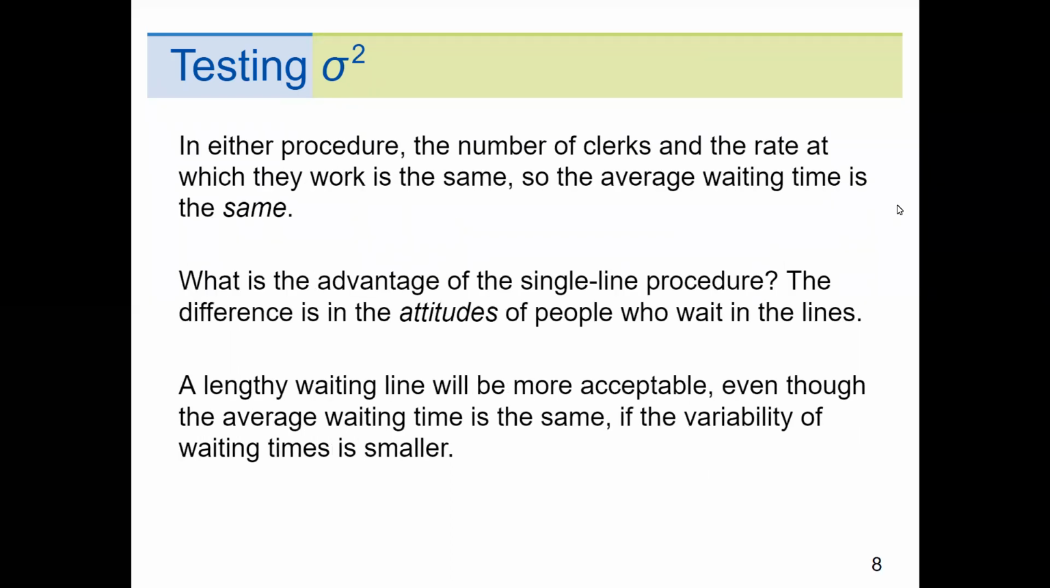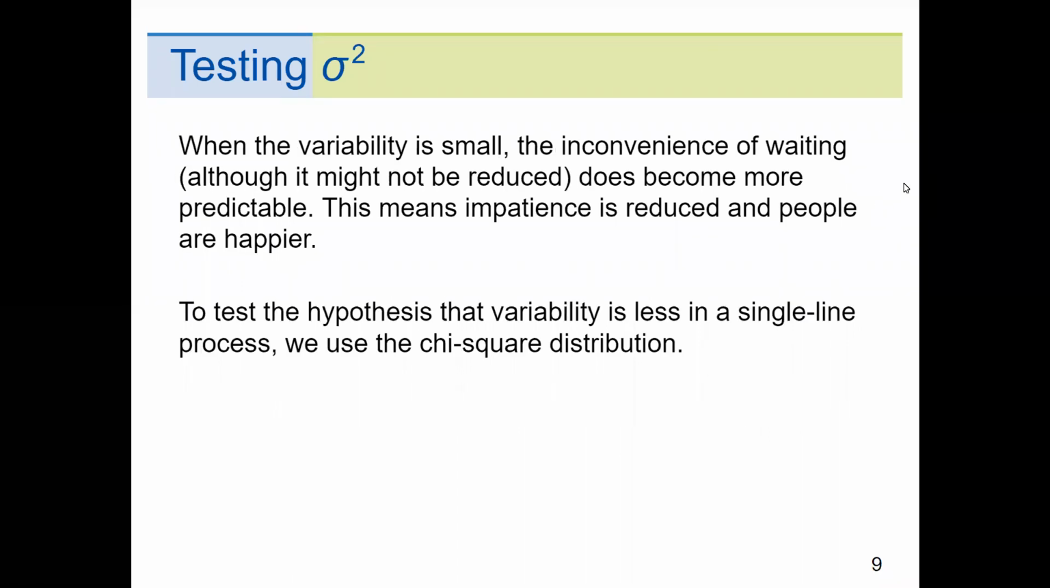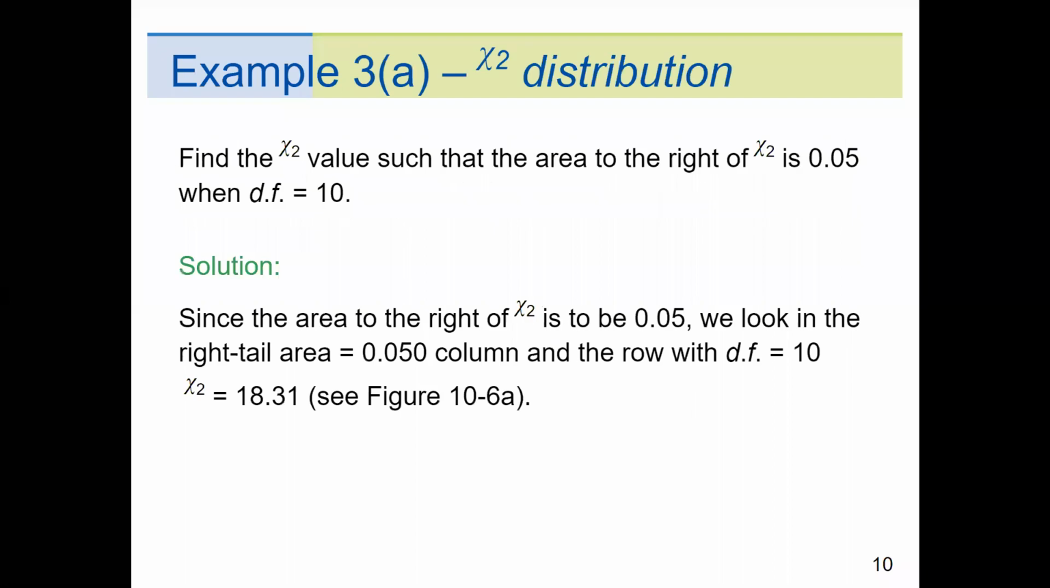In either procedure, the number of clerks and the rate at which they work is the same, so the average waiting time is the same. What is the advantage of the single line procedure? The difference is in the attitudes of the people who are waiting in the lines. A lengthy wait line will be more acceptable even though the average waiting time is the same, if the variability of waiting times is smaller. When the variability is smaller, the inconvenience of waiting, although it might not be reduced, does become more predictable. This means impatience is reduced and people are happier. To test the hypothesis that variability is less in a single line process, we use the chi-square distribution.